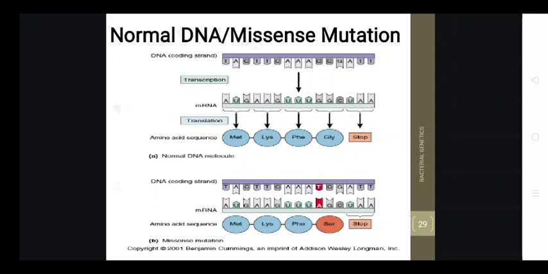We know the proteins are sequences of amino acids in a specific way. Each protein has its own amino acid sequence. So by changing even a single amino acid, it will completely change the nature of that protein. So that will cause the missense of that protein.